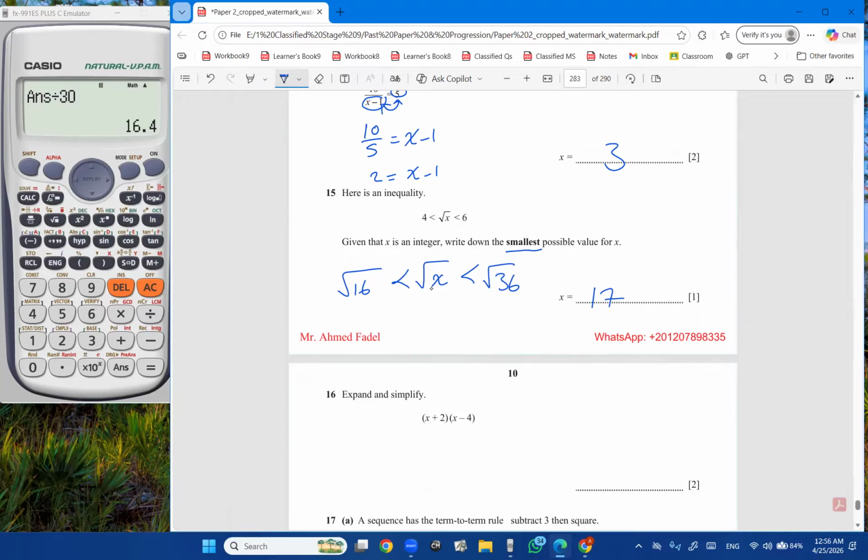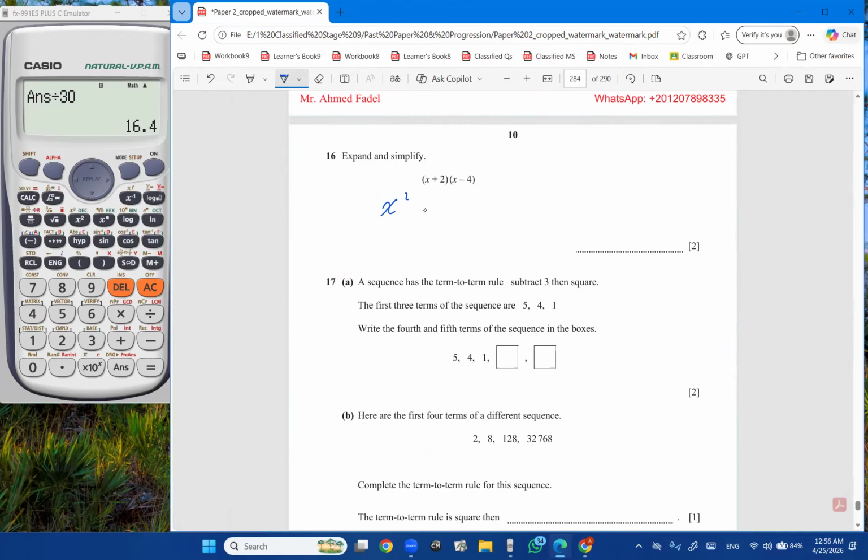Expanding this, first by first is x squared, then negative 4x, then positive 2x, then negative 8. Simplifying and collecting like terms, you get over here x squared minus 2x minus 8.